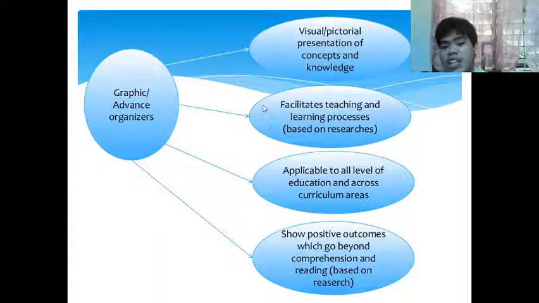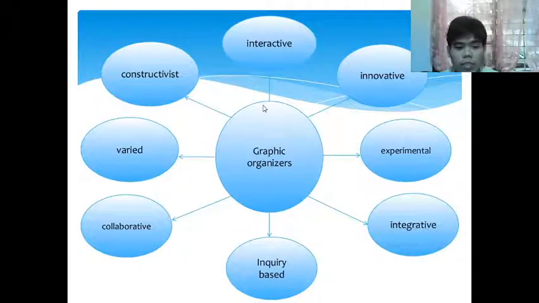Why? Because based on how it is created, it is very visually appealing to the audience and shows positive outcomes which go beyond comprehension and reading. So graphic organizers are interactive, innovative, experimental, integrative, inquiry-based, collaborative, varied, and constructivist.